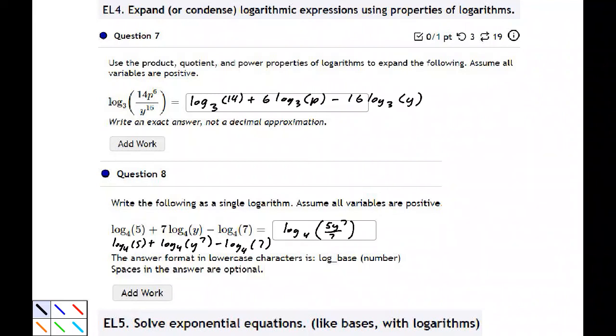Now, there's a note here, a hint that says the answer format in lowercase letters is log underscore base, parentheses, number, close parentheses. Remember, that's how you want to get a base, is use an underscore.